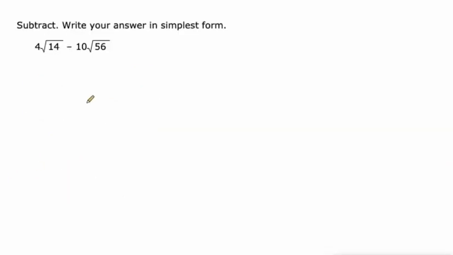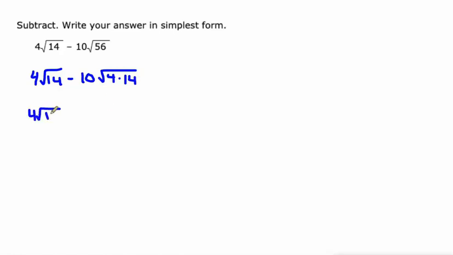This one is like that again. We've got this 56 and this 14. The square root of 14 cannot be simplified, so we'll just leave it as 4 times the square root of 14. However, the square root of 56 can be simplified because 56 is divisible by 4, which is a perfect square. So let's rewrite it, not completely expanded, but let's make it 4 times 14. That's 56, and 4 is a perfect square.